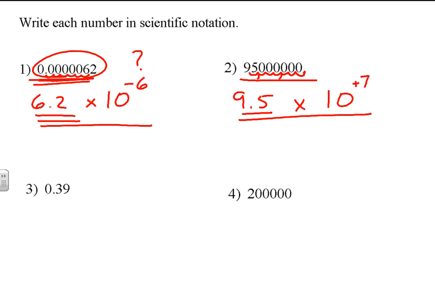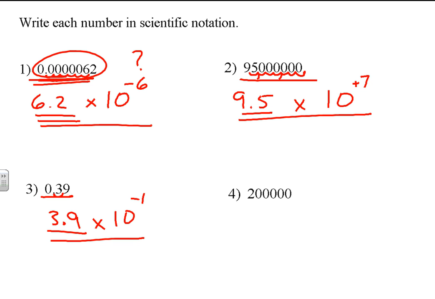Okay, so number 3, got a decimal here to the left of the 3. I need one non-zero digit to the left, so I move here. And I get 3.9, and I only move the decimal one place, so it's either positive 1 or negative 1. Well, 3.9 is bigger than 0.39. So I have to make this become smaller using a negative.